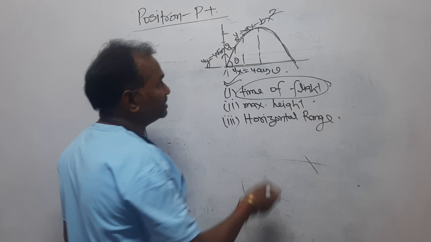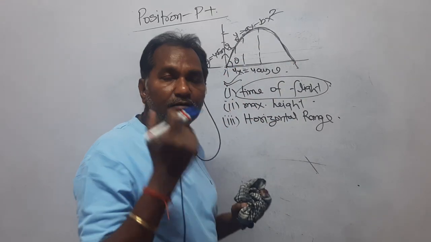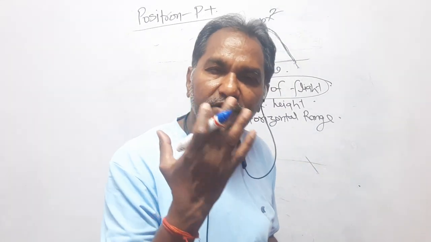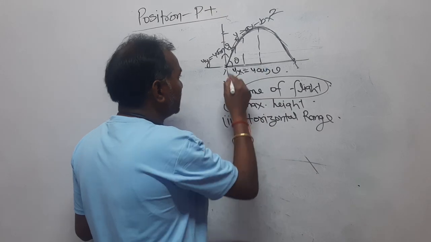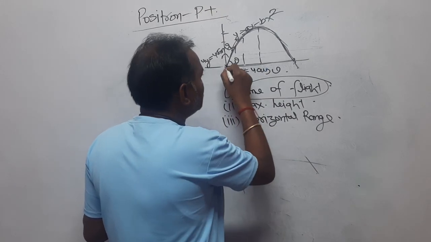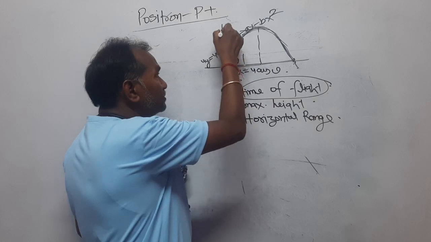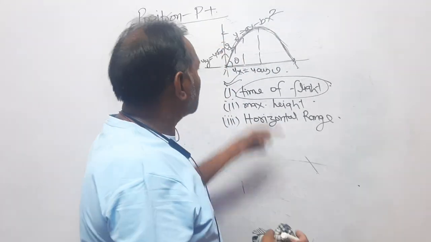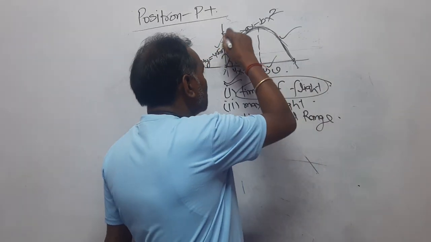Time of flight is what? Either you find this very time, which is the time up to which a projectile remains in air, or you find the time taken in traveling from here to here, or the time taken in traveling from here to here and then coming back to here. All three times are similar. From the graph it is clear. So either you find this time, or this time, or this time.